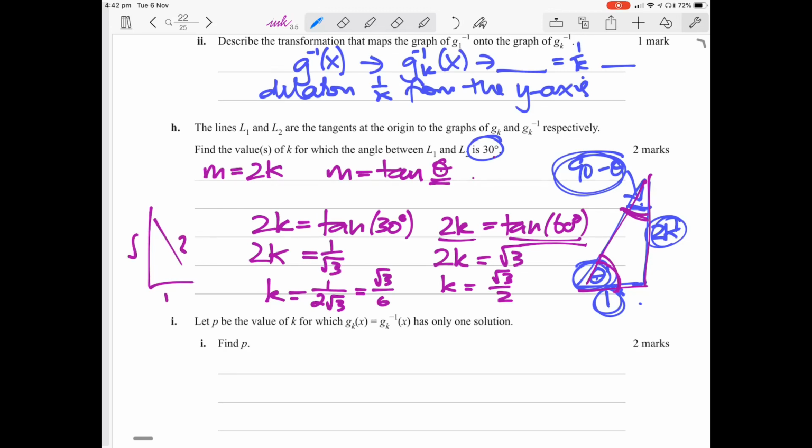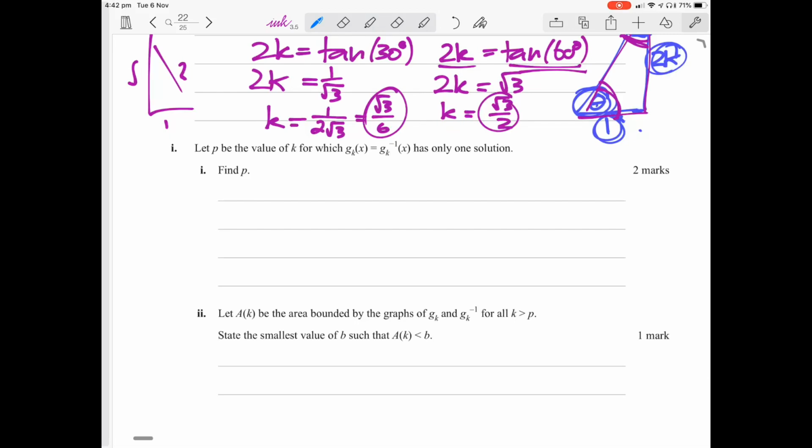Yep. Okay, so there are two solutions for when the angle between those two graphs is 30 degrees: k is root 3 on 6 or root 3 on 2. In this case, one of them will be an angle of 60 degrees with the x-axis and the other will be 30, so the angle between is 30 degrees. Likewise, the first one will be 30, and the other one will be 60, so the angle between them will be 30 degrees.